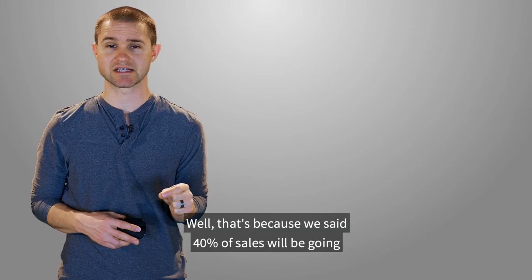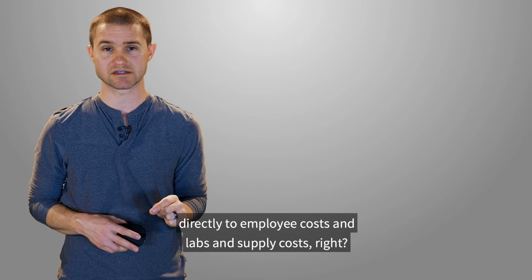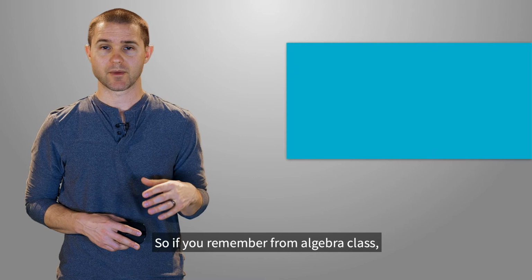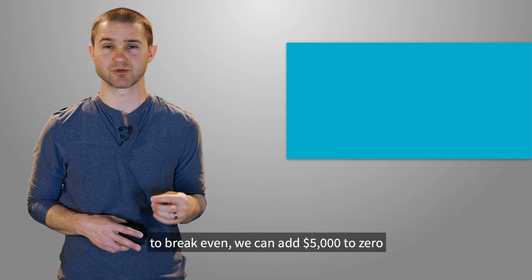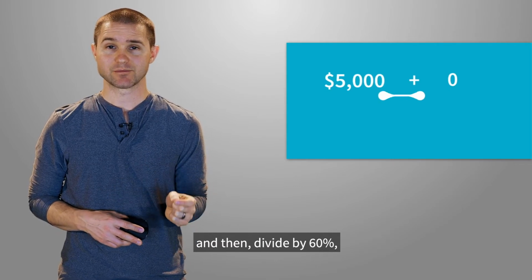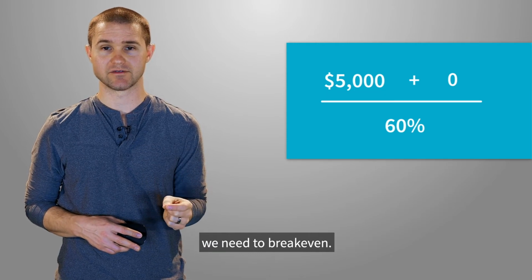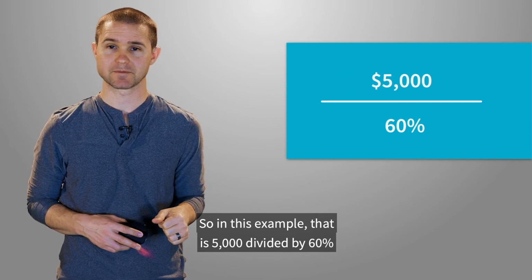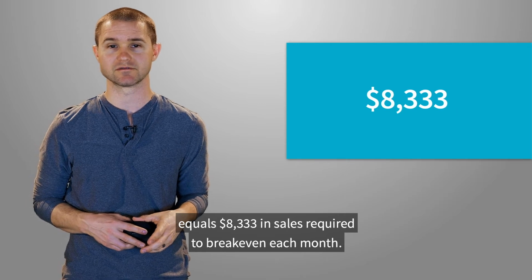Well, that's because we said 40% of sales will be going directly to employee costs and labs and supply costs, right? So if you remember from algebra class, in order to calculate how much in sales we need to generate to break even, we can add 5,000 to 0 and then divide by 60%. We'll be left with the sales amount we need to break even. So in this example, that is 5,000 divided by 60% equals $8,333 in sales required to break even each month.